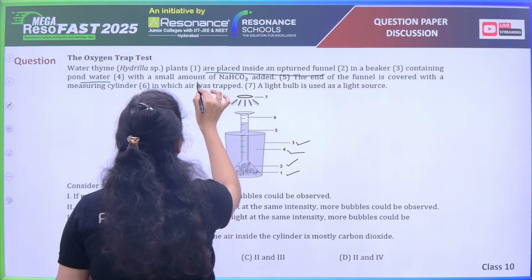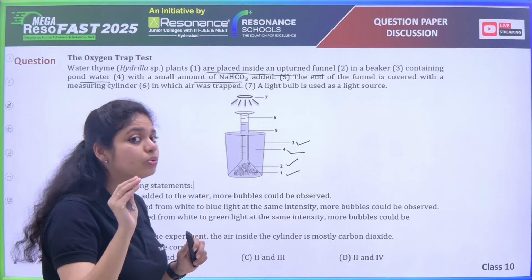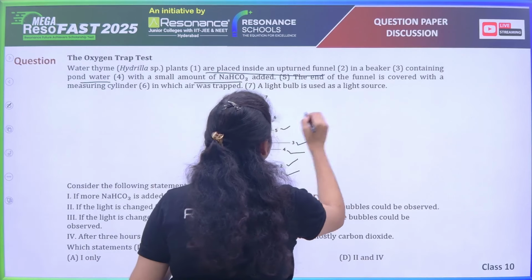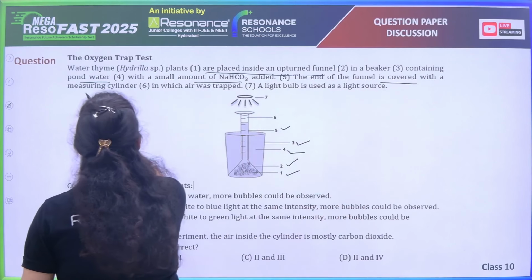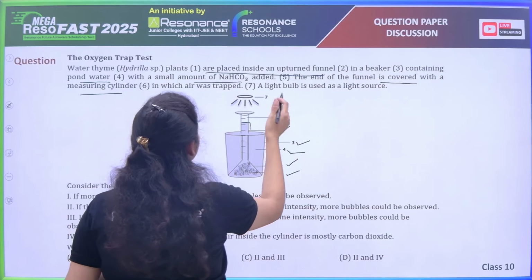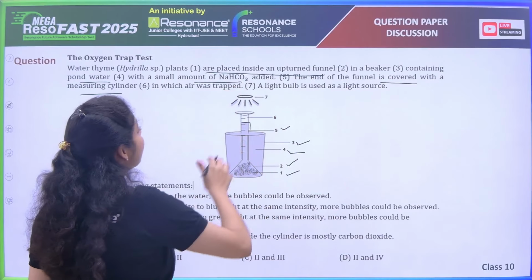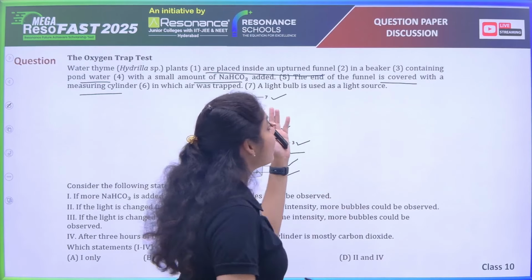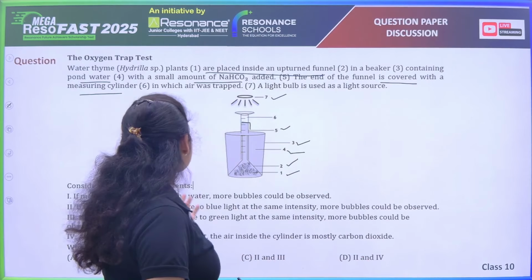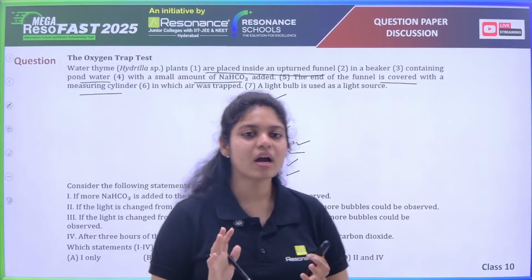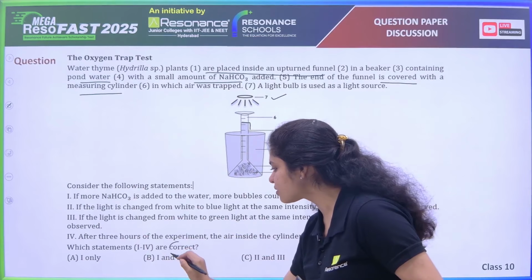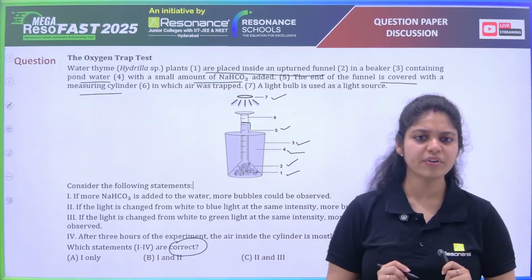4 shows that there is a small amount of NaHCO3. 5 shows that this end of the funnel is covered by a measuring cylinder. 6 shows that there is some air which is trapped, and the 7th shows that a light bulb is used as the source. Now let us get into the statements. There are 4 statements which are given and we are asked to identify the correct ones.